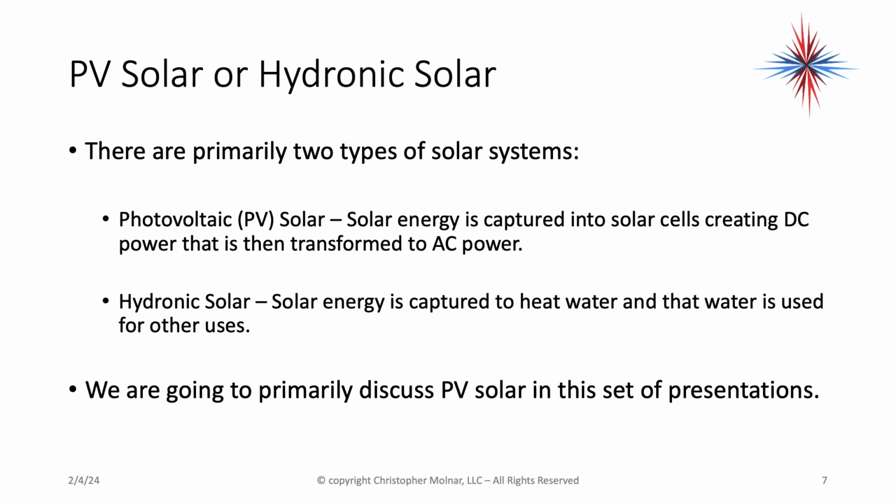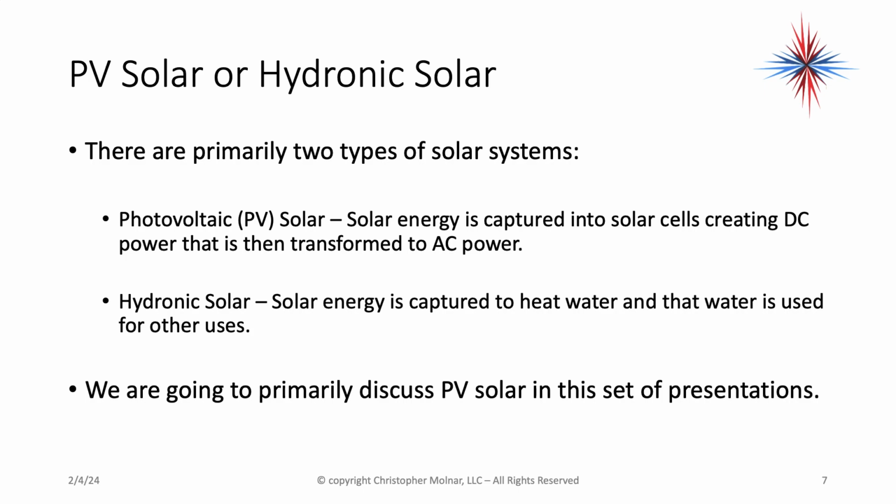So there's two types of solar systems. We have photovoltaic solar systems, which is PV. We also have hydronic solar systems. Photovoltaic solar is solar energy captured into solar cells that create DC power, then it is transformed to AC power. Hydronic solar is solar energy that's captured as heat. It's used to heat water, and that water is used for other uses.